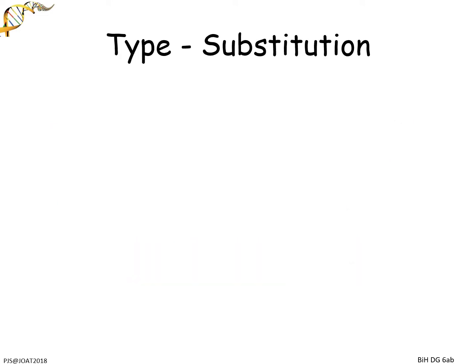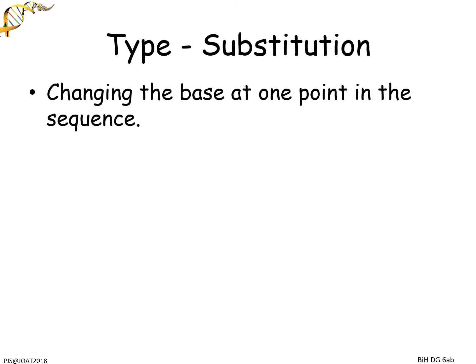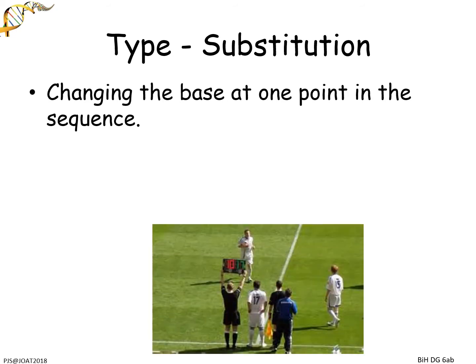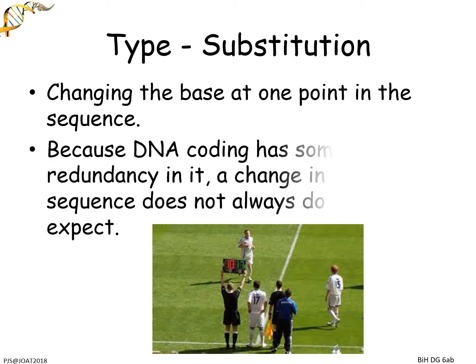So substitution. Substitution is exactly what it sounds like. You swap out a base. So at one point in the sequence, any point in the code, you swap an A for a T, or a T for a G, or a C for a G, or whatever, anything. You've just taken one base out and swapped it. Because DNA coding has some redundancy, it doesn't always do what you expect. It might not actually do anything, but a bit more on that later.